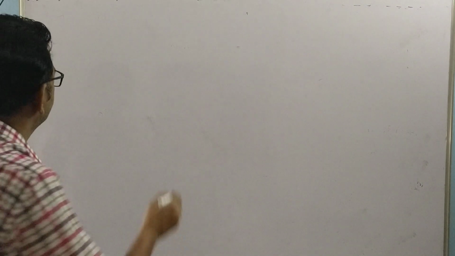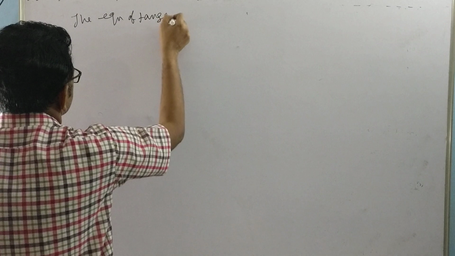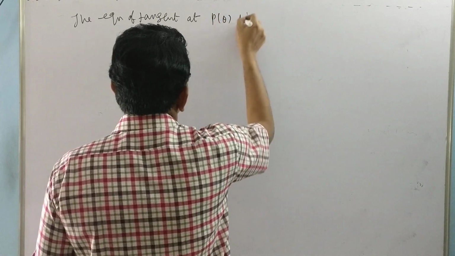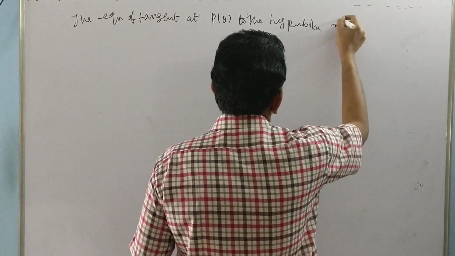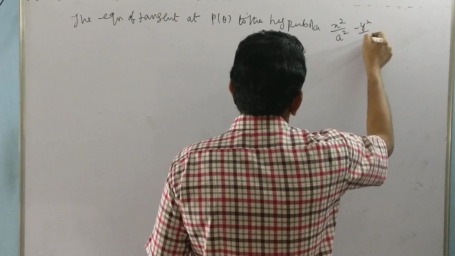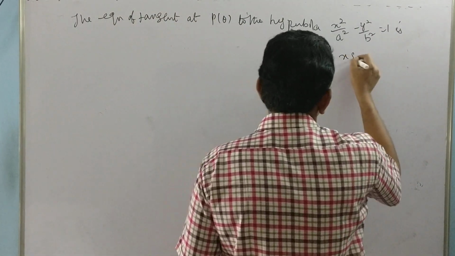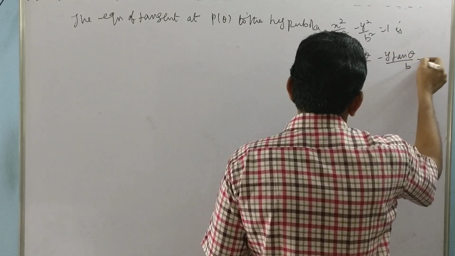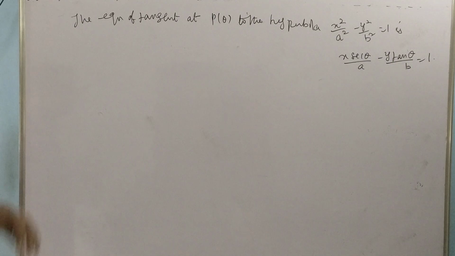Next one, the equation of tangent at p theta to the hyperbola x square by a square minus y square by b square equal to 1 is x secant theta by a minus y tan theta by b is equal to 1. Equation of tangent at the point p theta to the hyperbola.